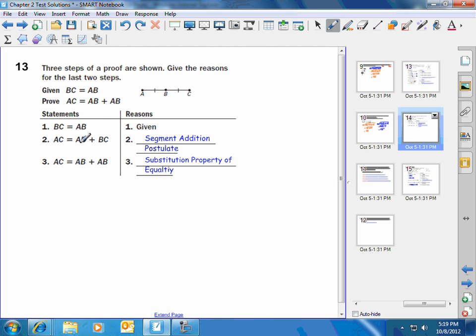And when I look at these 2 statements and when I look at what I want to prove, I see that I can substitute BC with AB because BC and AB are equal. So I substitute BC with AB and I get this statement: AC is equal to AB plus AB. So the segment addition postulate justifies step 2. Substitution property justifies step 3.